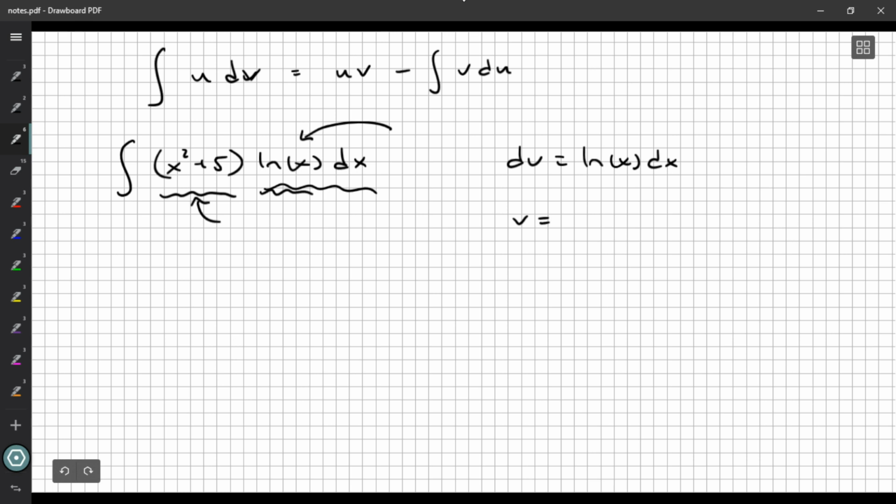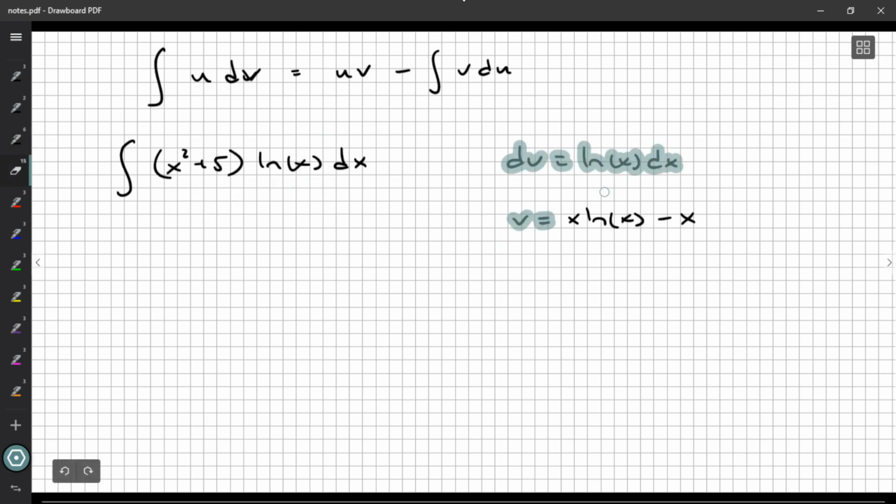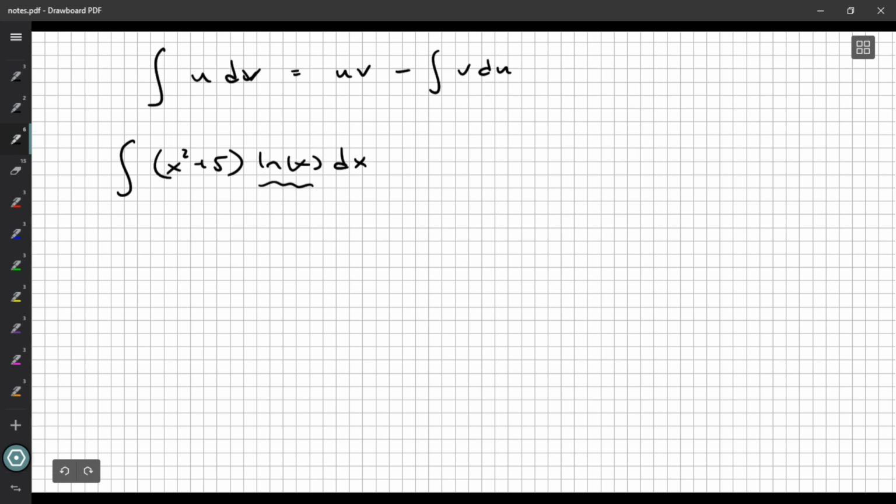And then our v would be, what did we learn it was? x ln x minus x. Maybe that's the way to go. Okay, it's trial and error. There's no definite rule that you have to do it this way or that way. But as I say, in general, logarithms are the thing I tend to avoid. It's the last thing I would expect to be my dv when I'm doing integration by parts. So let's try the polynomial, shall we?